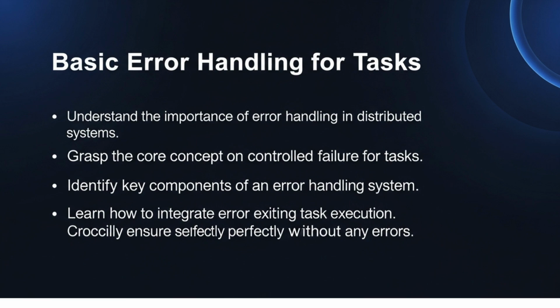By the end of this lesson, you'll gain practical insights and a clear understanding of how to implement foundational error handling. You'll learn to identify why robust error handling is your system's best friend, grasp the core concept of controlled failure, understand the key architectural components involved, and see how to seamlessly integrate these mechanisms into your existing task execution flows. This knowledge will empower you to transform your applications from fragile prototypes into resilient, production-ready components that can withstand the unpredictable nature of real-world operations.